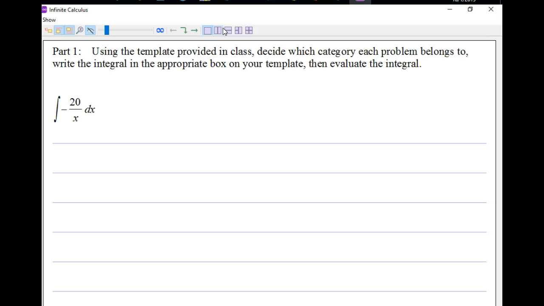So here we go. Pearl, the first one, is that an ln or a reverse power rule? And how do you know that's an ln? Great, and how do we know that's an ln? That's right, the power of the x on the bottom is 1.